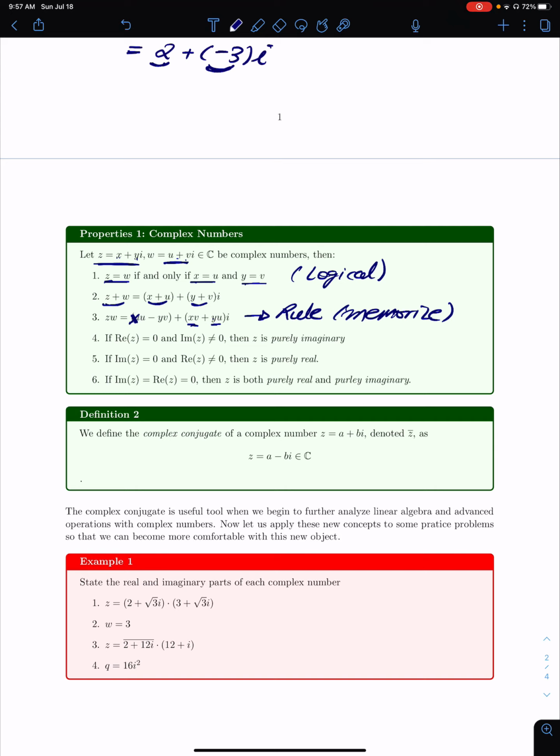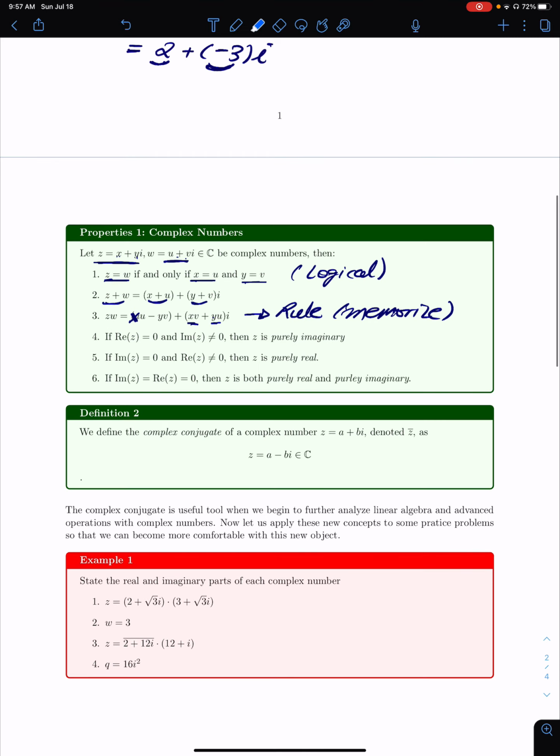Now, if the real part of z is 0 and the imaginary part is non-zero, then we say that z is purely imaginary. It has no real part. And if the imaginary part of z is 0 and the real part is non-zero, then we say it's purely real, it has no imaginary part. If they're both 0, then we say it's both purely real and purely imaginary. If it doesn't make sense, again, these are just definitions. It's just how we define the complex numbers.